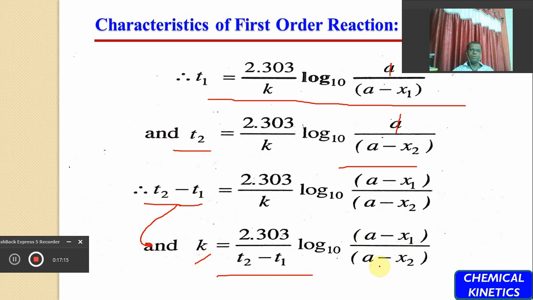It means that we are also able to determine the value of the rate constant of a first order reaction if the two time intervals are provided, or if the two concentrations of the product or the concentration of reactant reacted are provided at two different time intervals t1 and t2. Then we will be able to calculate the rate constant of that reaction. It means that if the values of x1, x2 at t1, t2 are provided, then we can calculate the value of the velocity constant or the specific reaction rate of a first order reaction.